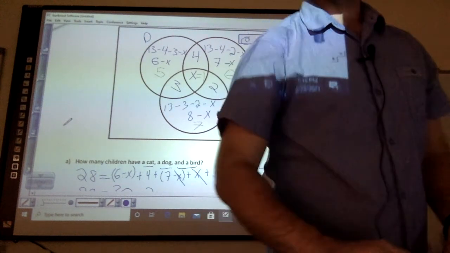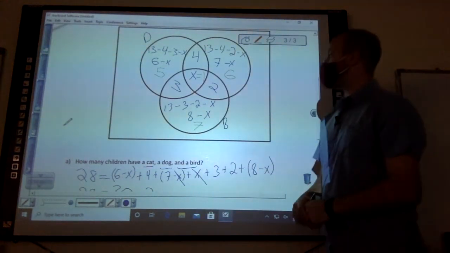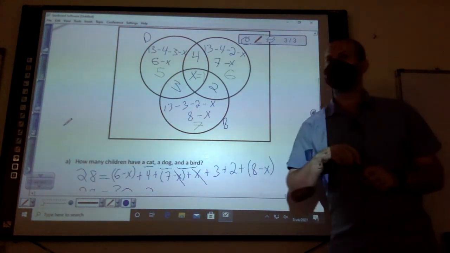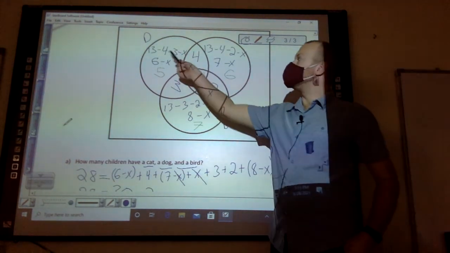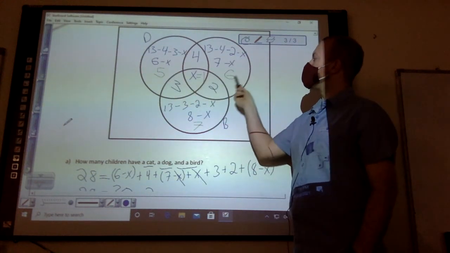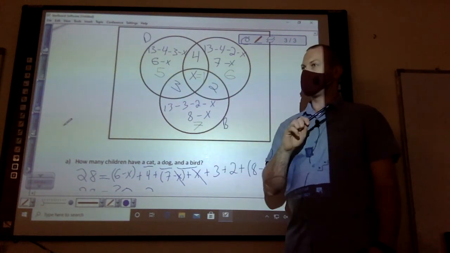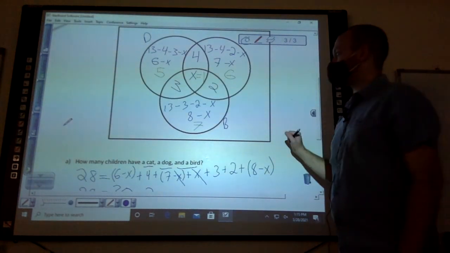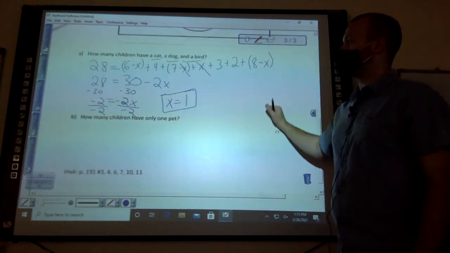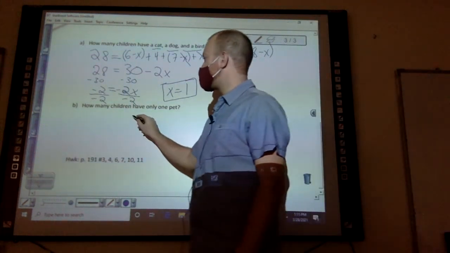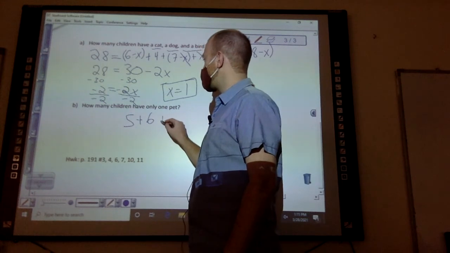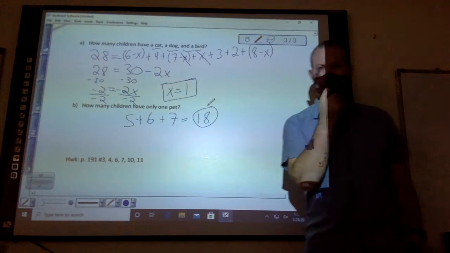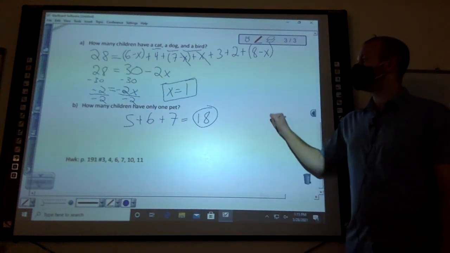So now you can look at the other one. How many children had only one pet? So that would be the regions only a dog, only a cat, only a bird. So it's 5 plus 6 plus 7. Just 18. And that's all.